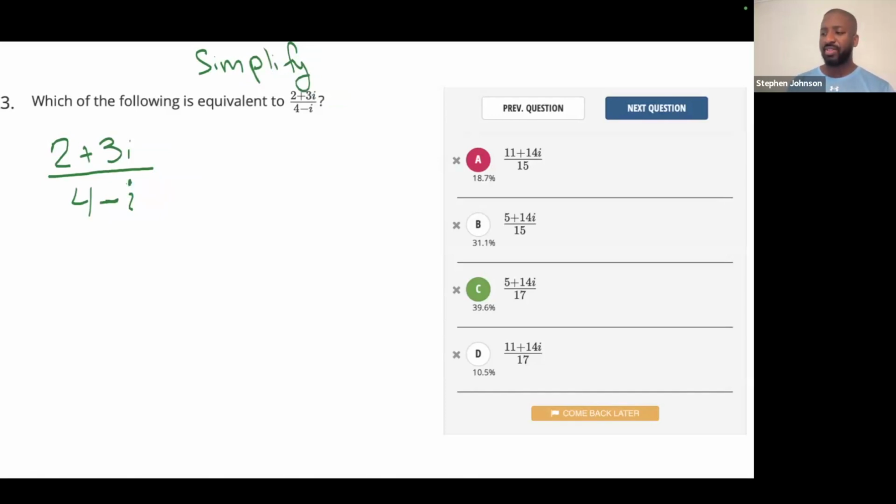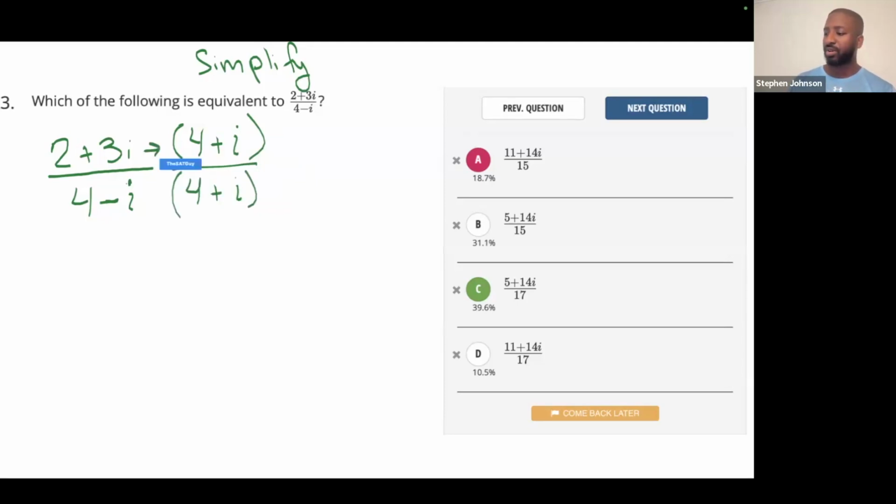Because how do we simplify this fraction? Well, we have to multiply by the conjugate. Hopefully that term sounds familiar. The conjugate is just the denominator with the plus or minus sign reversed, right? So instead of 4 minus i, I'm going to multiply by 4 plus i on top and bottom. I don't really need the parentheses, but I put them there anyway. And then we're going to simplify.